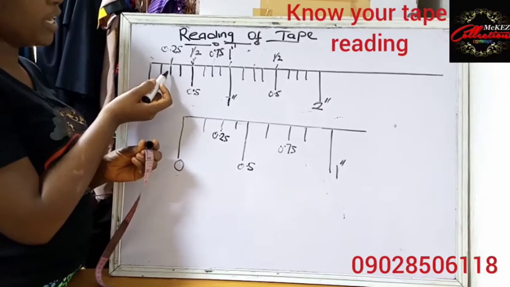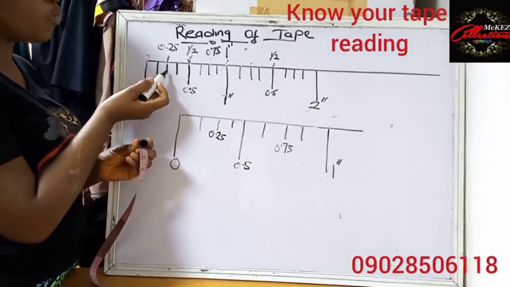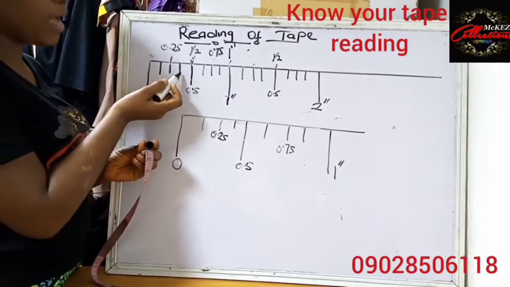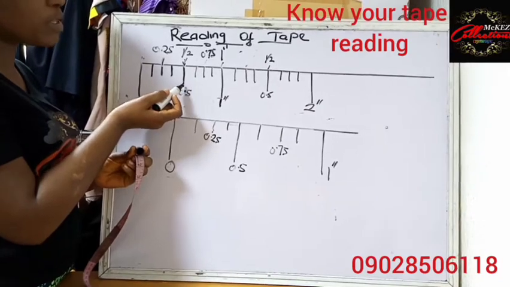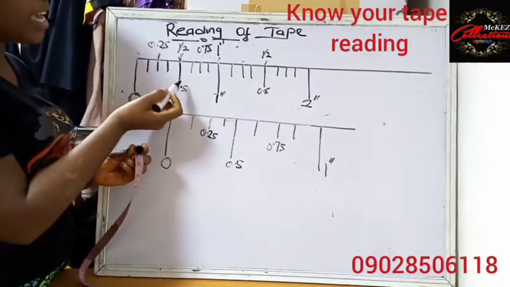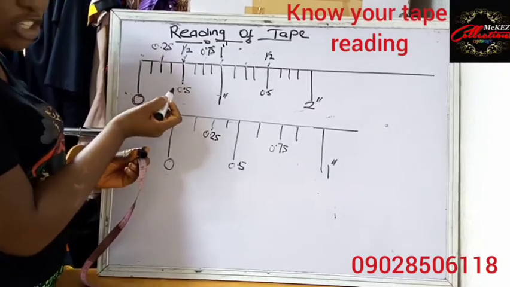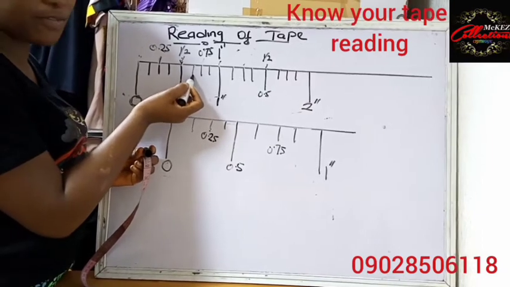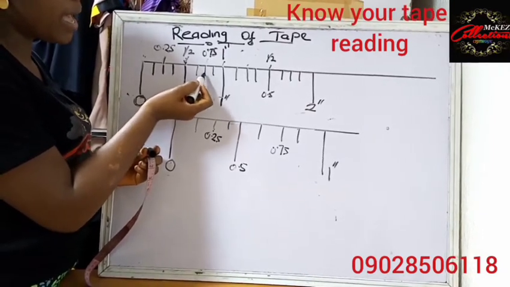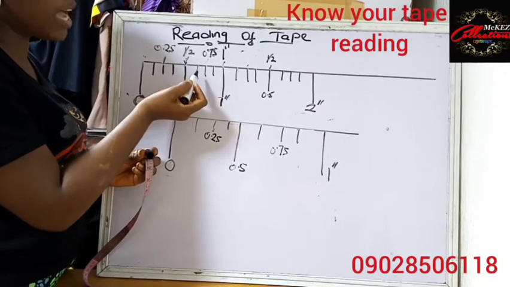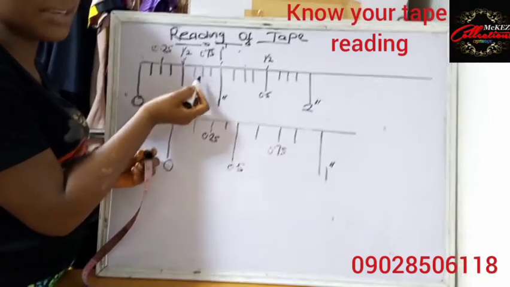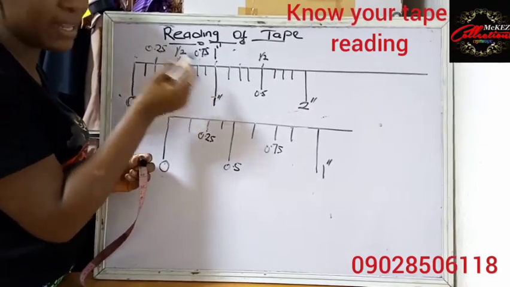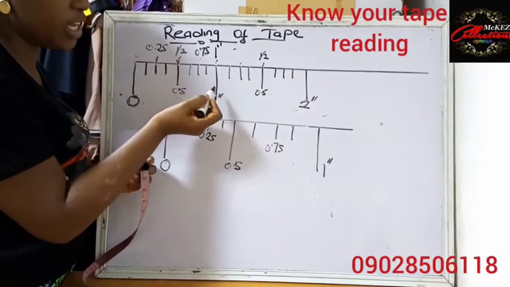The 2 is popularly known as 0.25. Then after the 2, you count again 3. After 3, you count again 4. The fourth line, which is not as long as the first line, is popularly known as half inch. That is 0.5. After that, you count again 5. Then you count 6. The sixth line is popularly known as 0.75. That is 3/4. After that, you count again 7, and you have the 8th line. The 8th line is your 1 inch.